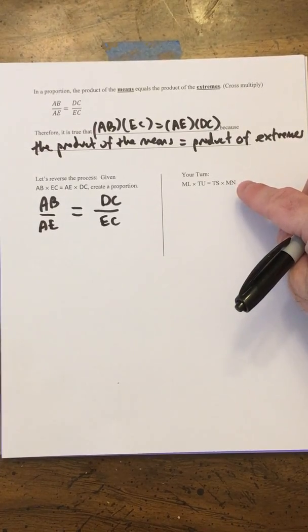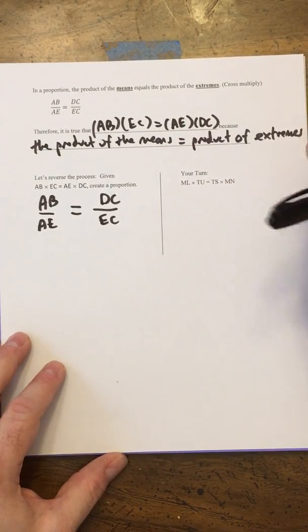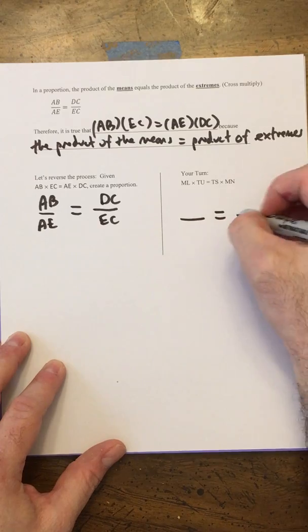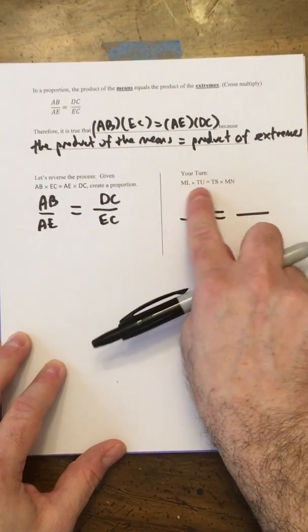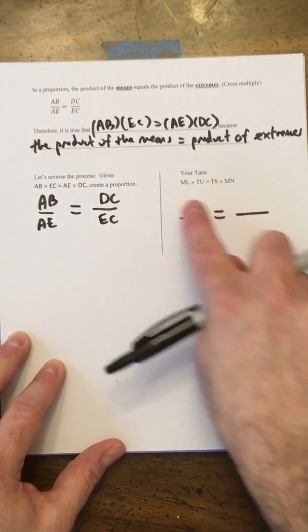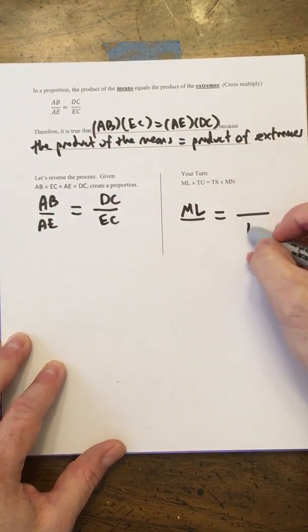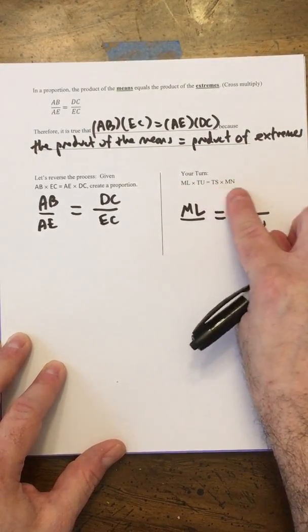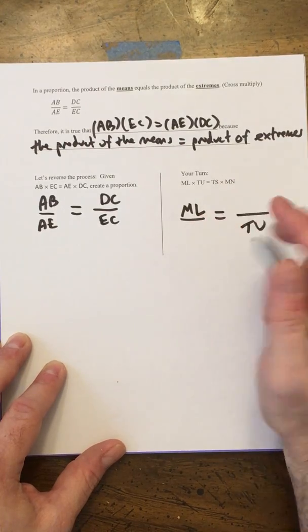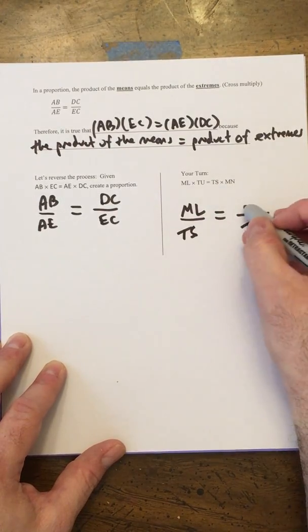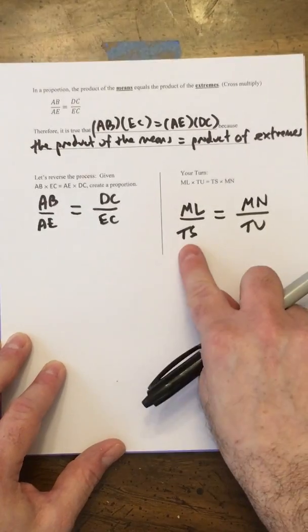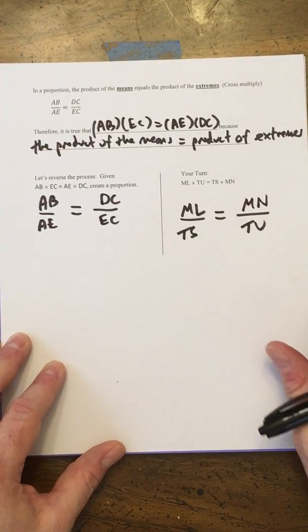Now I'm going to do it, so you can check to see how you did. All right, again, I'm going to make the blank proportion. These two I'm going to put in the diagonals across from each other, ML being in the top left and TU being in the bottom right. And these two, it doesn't matter where you put them. We could put TS there and MN there and we're good. You could have put the MN there and the TS there, doesn't matter.